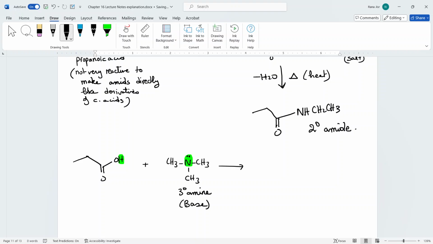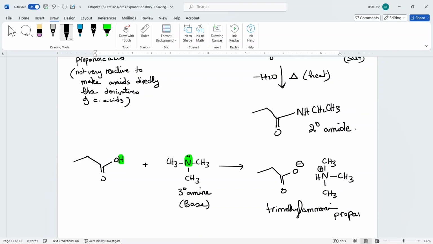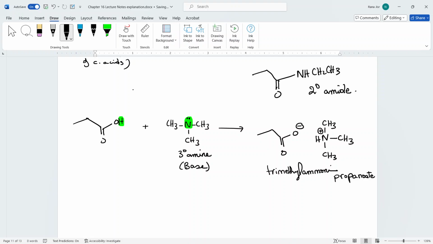Okay, so when this happens in here, then I'm going to end up getting my carbonyl. This is an O negative. And then, of course, my positive counter ion. I do have an N. I do have a hydrogen there. And I do have a CH3, a CH3, and a CH3. That is a plus charge. So what I formed here is a trimethyl ammonium, and that is going to be a propanoate. Okay, I'm going to stop here because I cannot continue further.